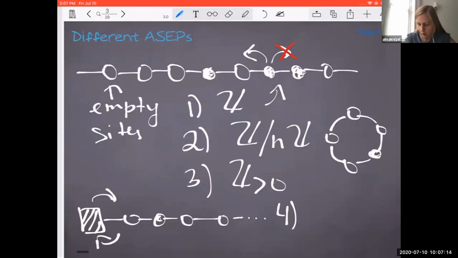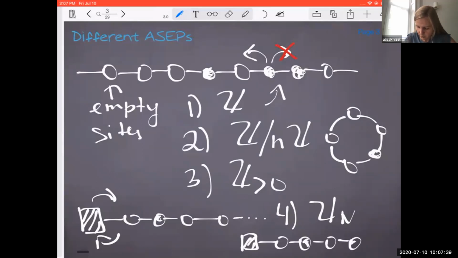which is essentially the topic of my talk, is the open ASEP. The notation would be Z_n, where n would be the total number of sites. And the picture is like this. The particles are allowed to enter and exit the system from left and right now. And n denotes the total number of sites. So they can enter and exit. Okay, any questions about this? So this is four different types, and I'll be talking about the fourth one, which is called open ASEP.